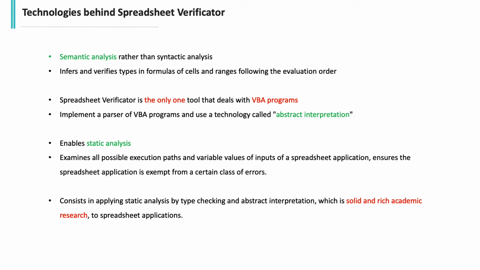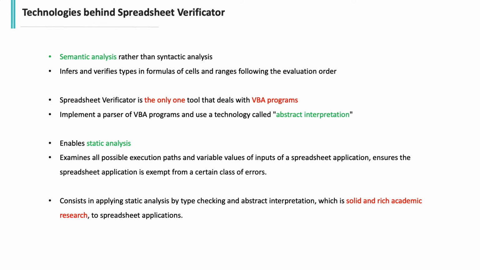Then Spreadsheet Verificator is the only tool that deals with VBA programs. VBA programs can have variables and contain loops, functions, and procedures. They can be very complex. To analyze VBA programs, we implement a parser of VBA programs and use a technology called abstract interpretation, which is traditionally used to analyze C programs and Java programs.